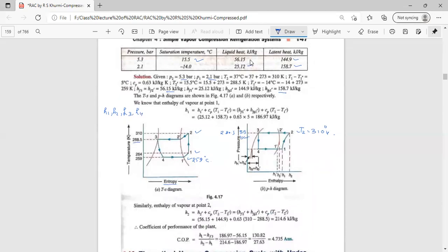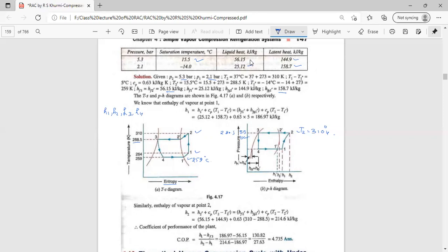So H1 is HF1, the enthalpy of the fluid at point 1 dash in liquid state, plus the latent heat released from it, plus Cp times T1 minus T1 dash. T1 is the temperature here and T1 dash is the temperature here, multiplied by the specific heat. At temperature 1, H1 will be equal to the enthalpy of the fluid plus the latent heat generated there.